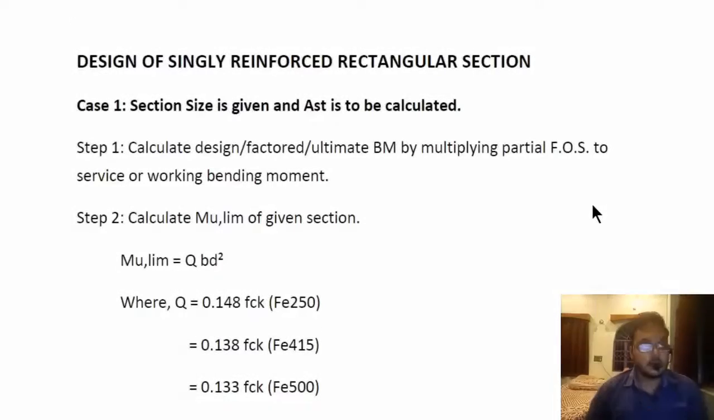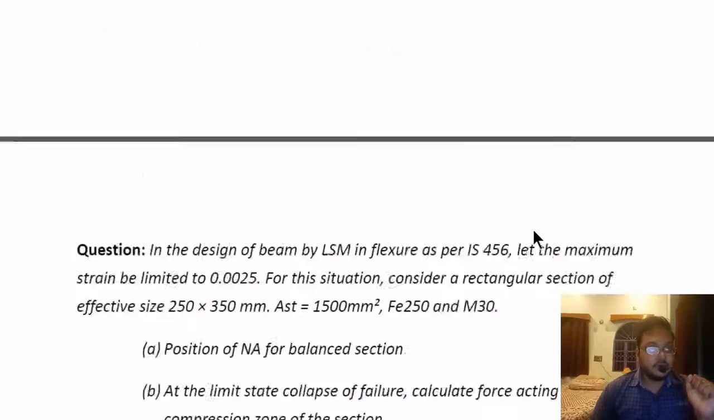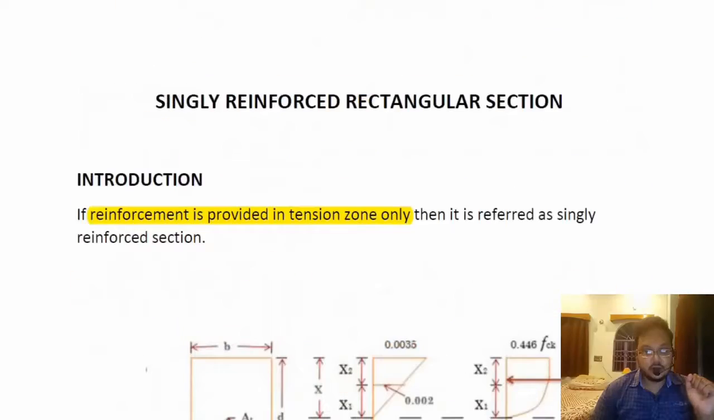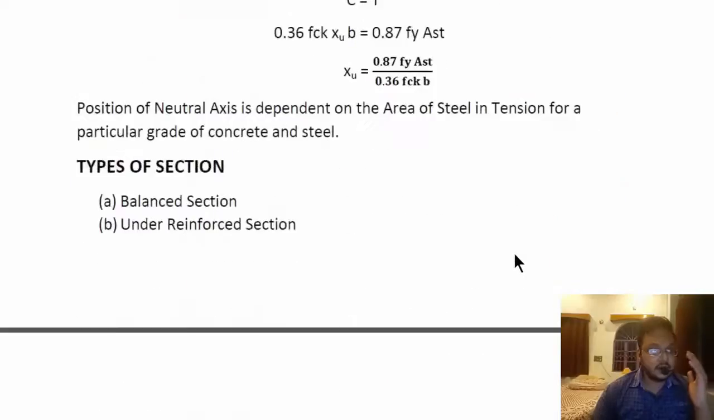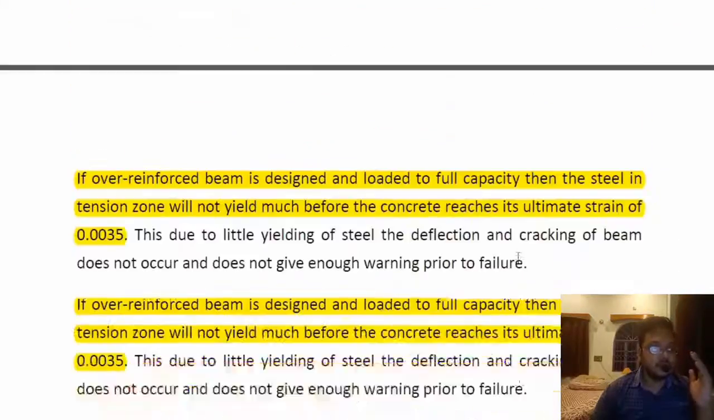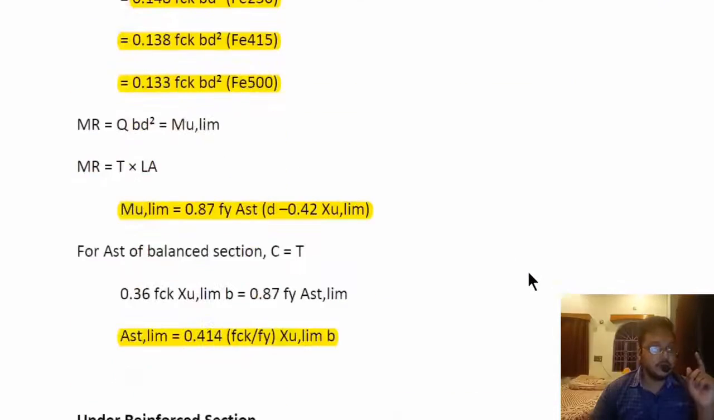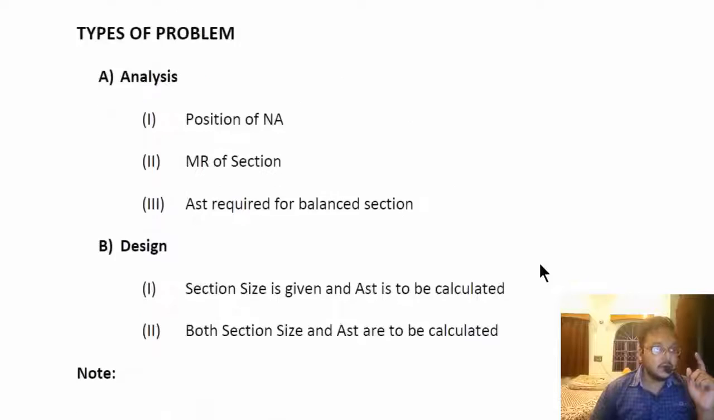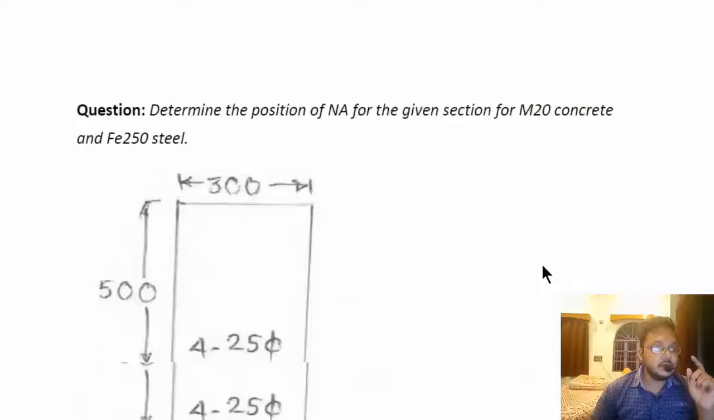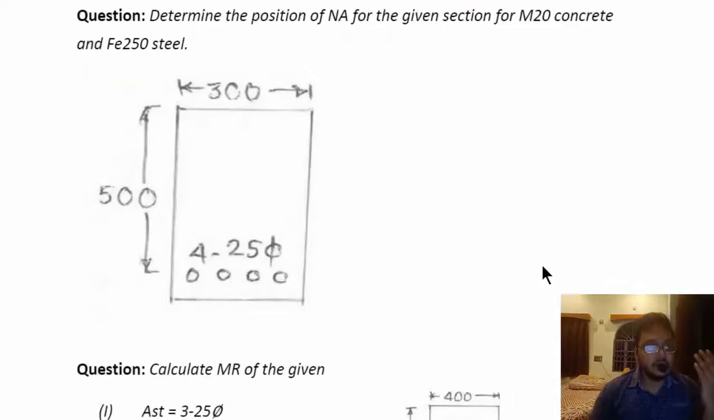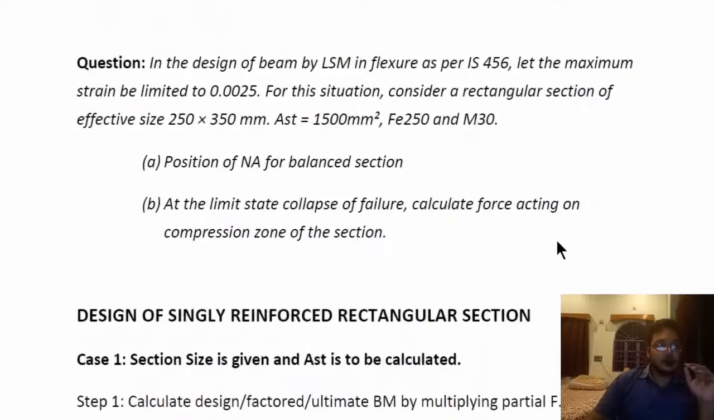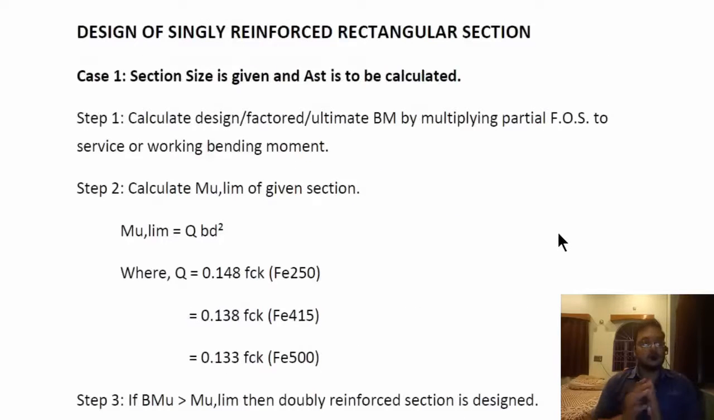So this is the third part of the video regarding this chapter, singly reinforced rectangular section. Previously we started the introduction and discussed the position of neutral axis and the moment of resistance of a section in the first part of the video. In the second part we discussed the types of problems and studied the analysis problems, and in the third part we are now up to designing of the singly reinforced rectangular section.